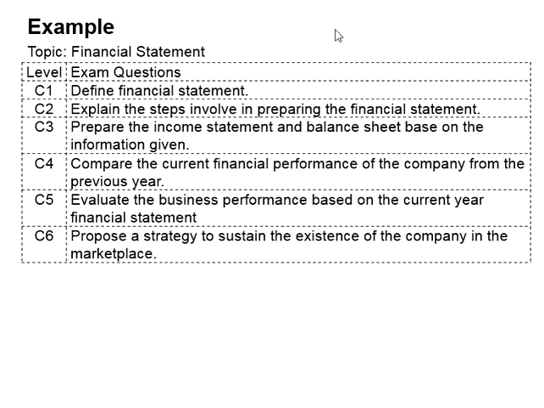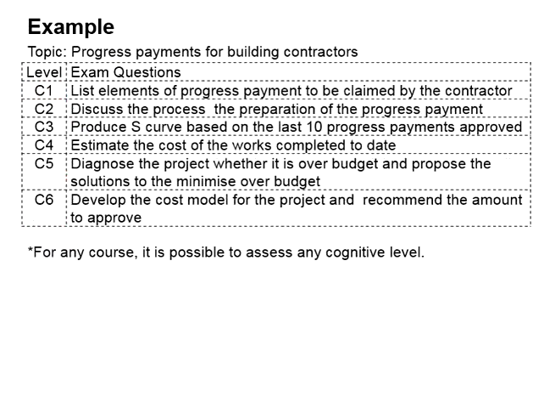Again, you will see that under the same topic about financial statement, you can still go for C1 to C6. Let us look at another example. It is about the progress payment for building contractors. C1, list elements of progress payment to be claimed by the contractor. C2, discuss the process of the preparations of the progress payment.